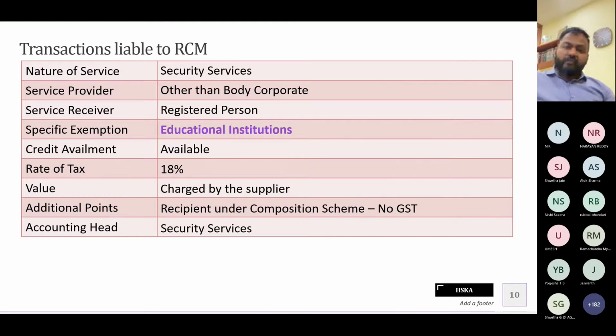Okay, accounting head, where will you get these expenses? Of course, it will be in security services only, right? Okay, next.